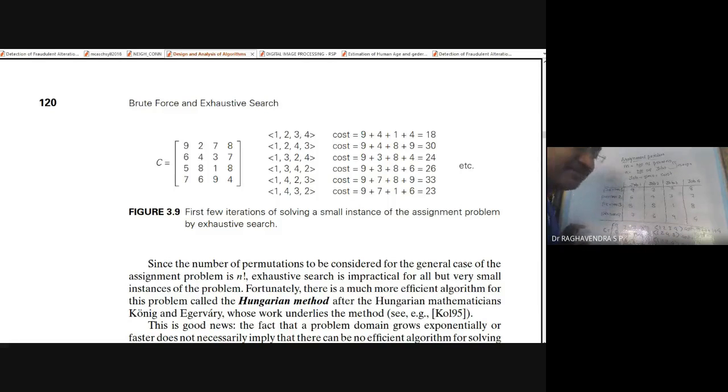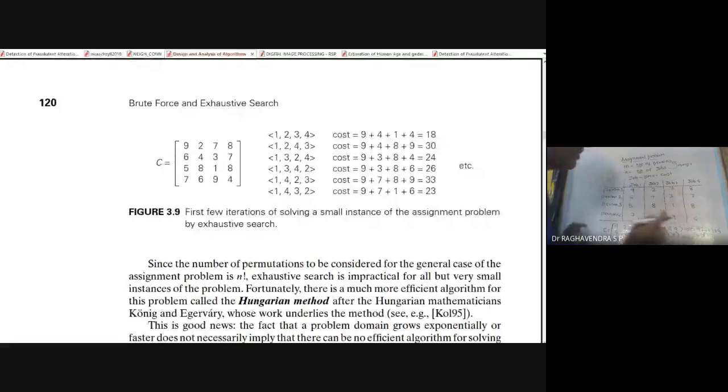Now the 1, 3 combinations are over. Now you take the 1, 4 combination. So that is 1, 4, 2, 3. Find out the cost. Then you take 1, 4, 3, 2. There is another combination. And once again find out the cost.